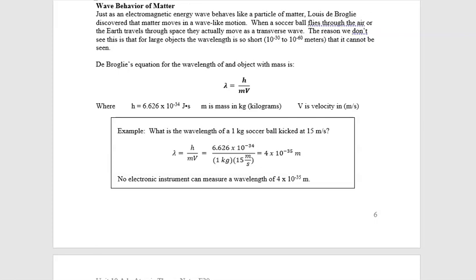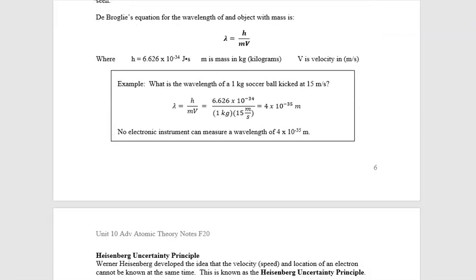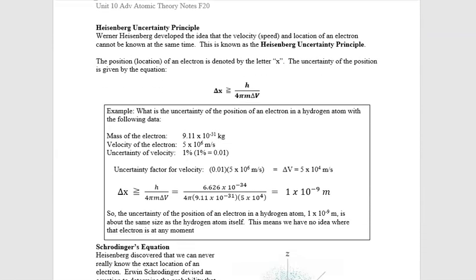You do the math on that, and you come up with 4 times 10 to the negative 35th meters. No electronic measurement instrument can measure a wavelength of 4 times 10 to the negative 35th meters, which is why you don't see this up and down movement as a soccer ball travels through the sky.